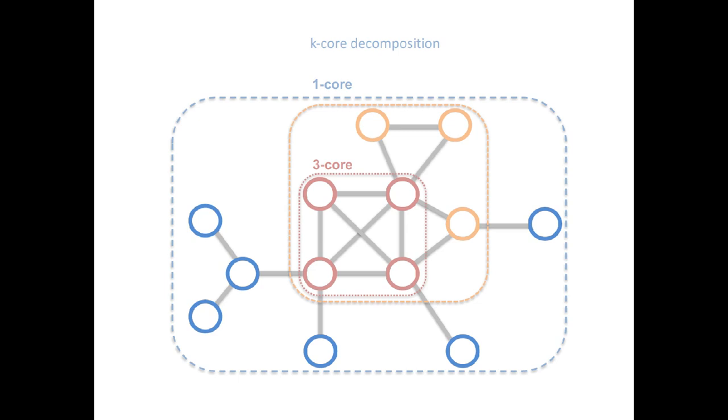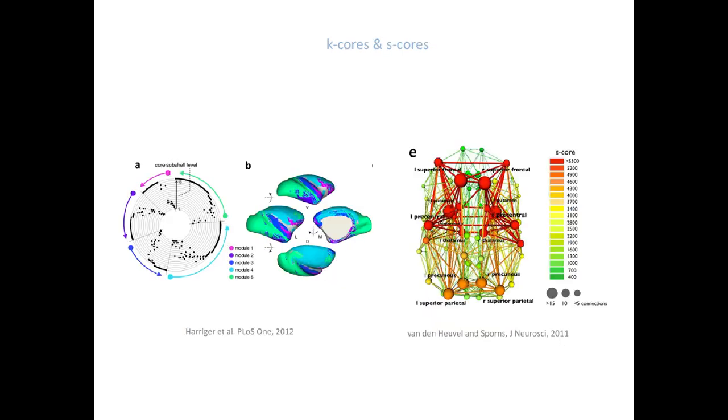And then we say, okay, let's move K up again. Let's find the 3 core. We do that, and these are the nodes that remain that have a degree of at least 3. We can do that for all of the values of degree in our network. The idea is that the nodes at the last level are perhaps the real key core of the network. And so you can get this onion-like view of the brain.